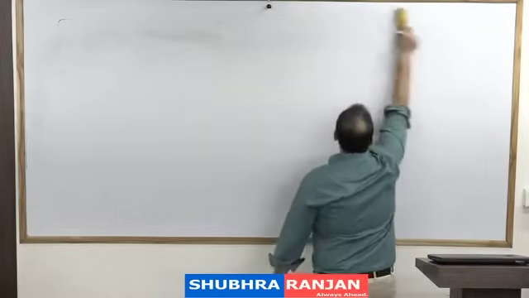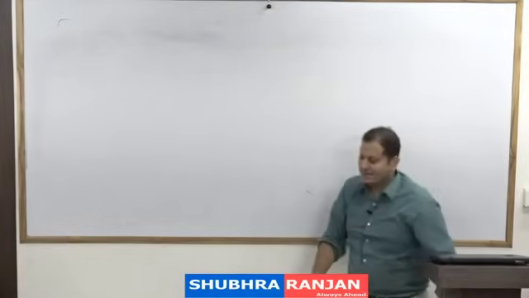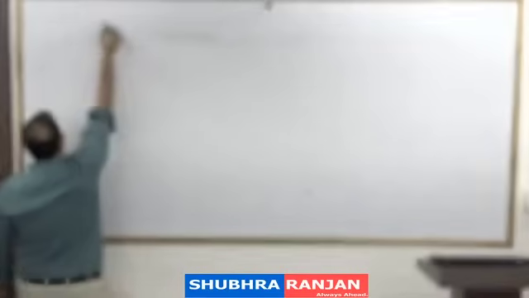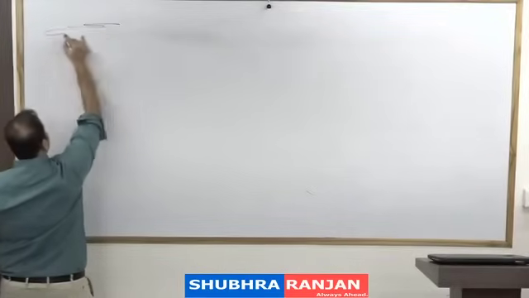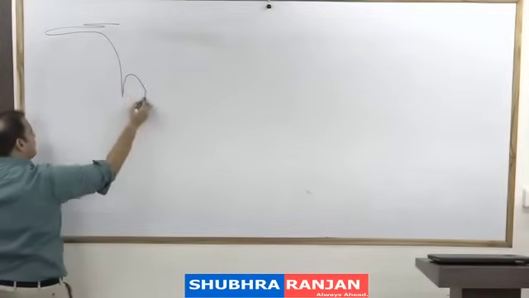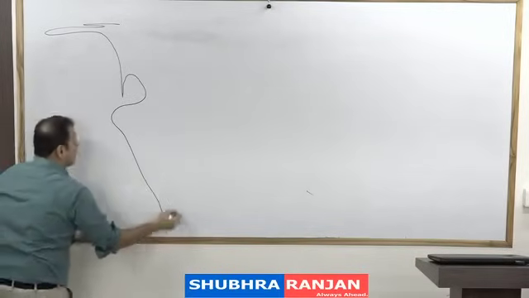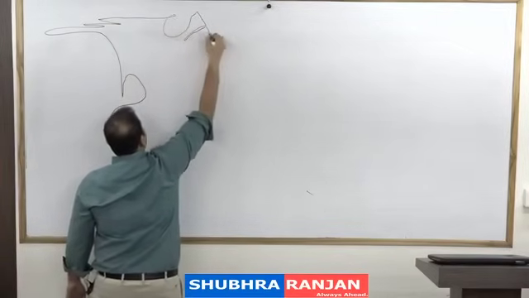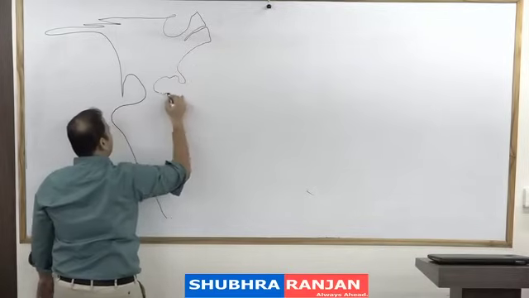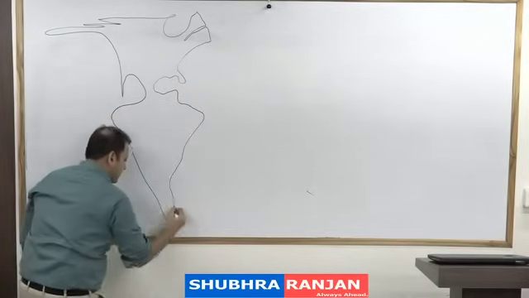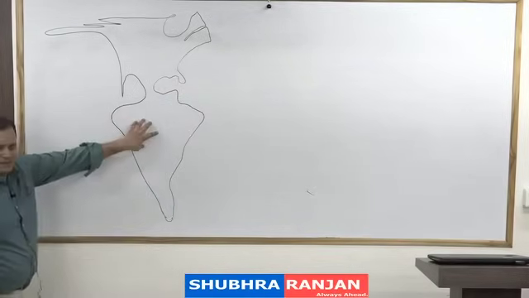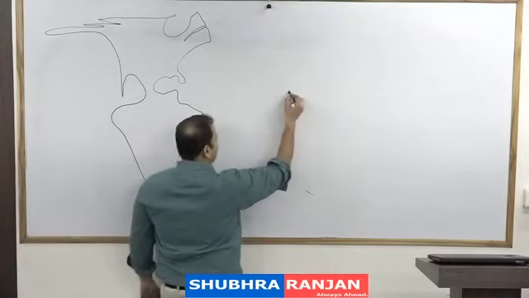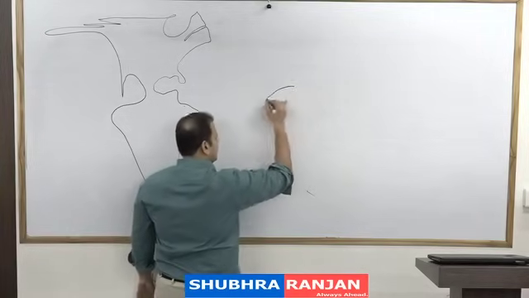So how many continents? 7. What are the names of the continents? First of all there is North America. After that we have South America. So North America consists of Canada and USA, and the South America consists of Brazil, Argentina. These are the major countries. Then after that we have the other continent, which is Africa.